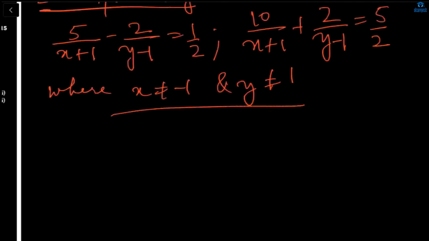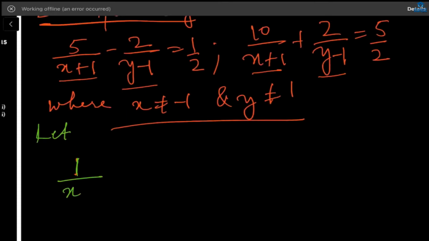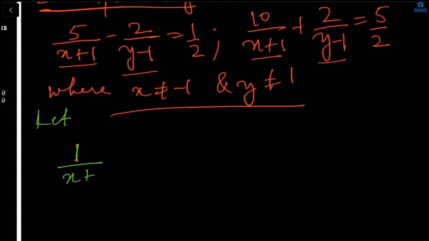Now here you can see it is written 1 upon x plus 1, and in the second equation also 1 upon x plus 1, 1 upon y minus 1. So to make it a proper linear equation, what we are going to do, I am assuming 1 upon x plus 1 is equal to u, and you can assume anything, and 1 upon y minus 1 is equal to v.